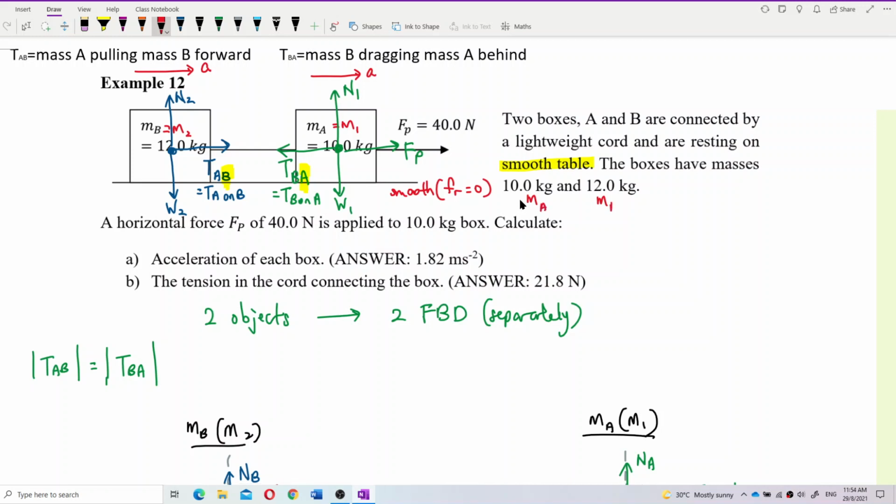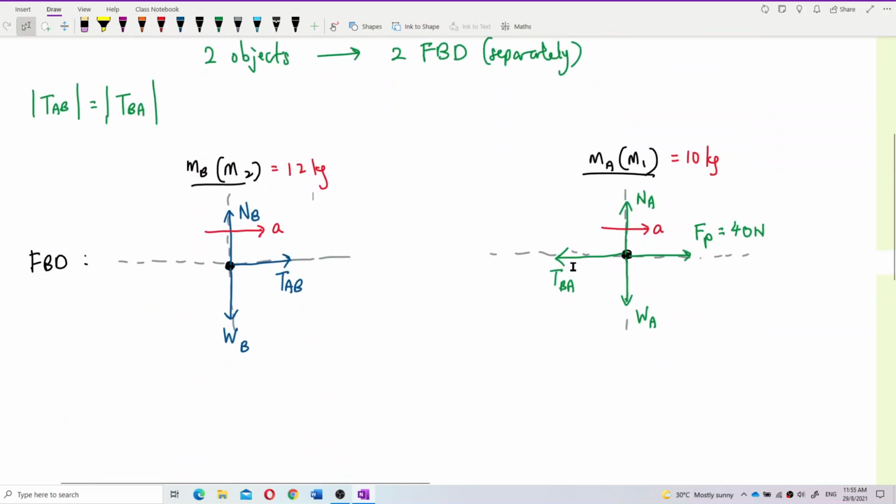This is for mass B. Mass A just now is 10 kilogram, and this mass B is 12 kilogram. Mass B is 12 kilogram. So now we need to find the acceleration.